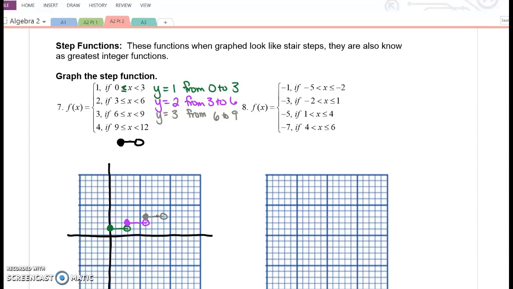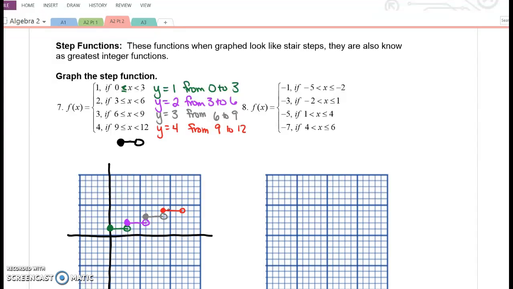Do you think you can put the last horizontal piece on there? Y equals 4 from an x value of 9 to 12. Now, when you look at this finished graph, do you see why this is called a step function? Because it looks like a staircase.